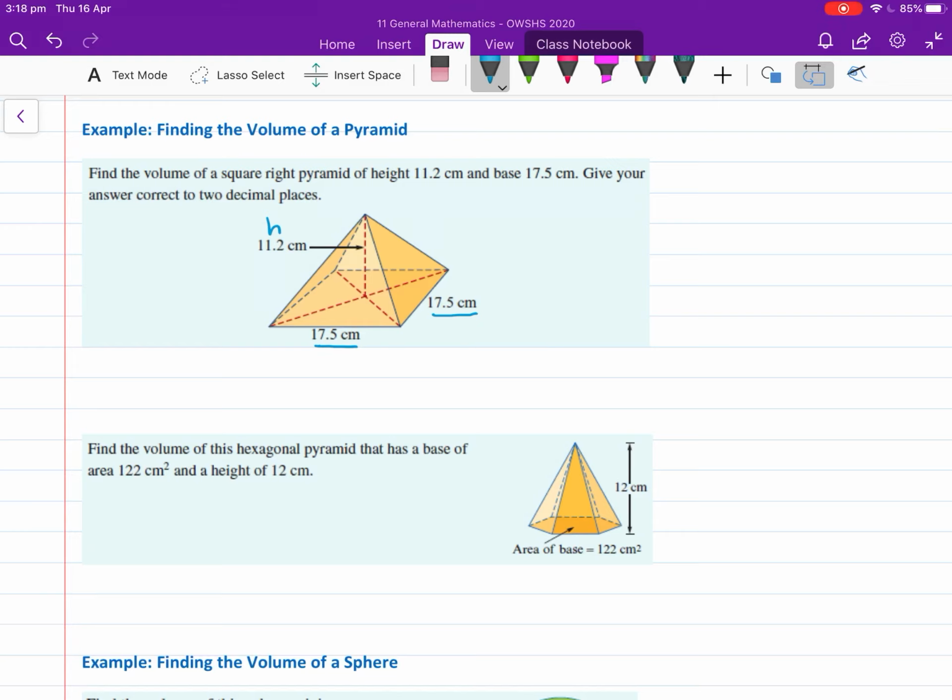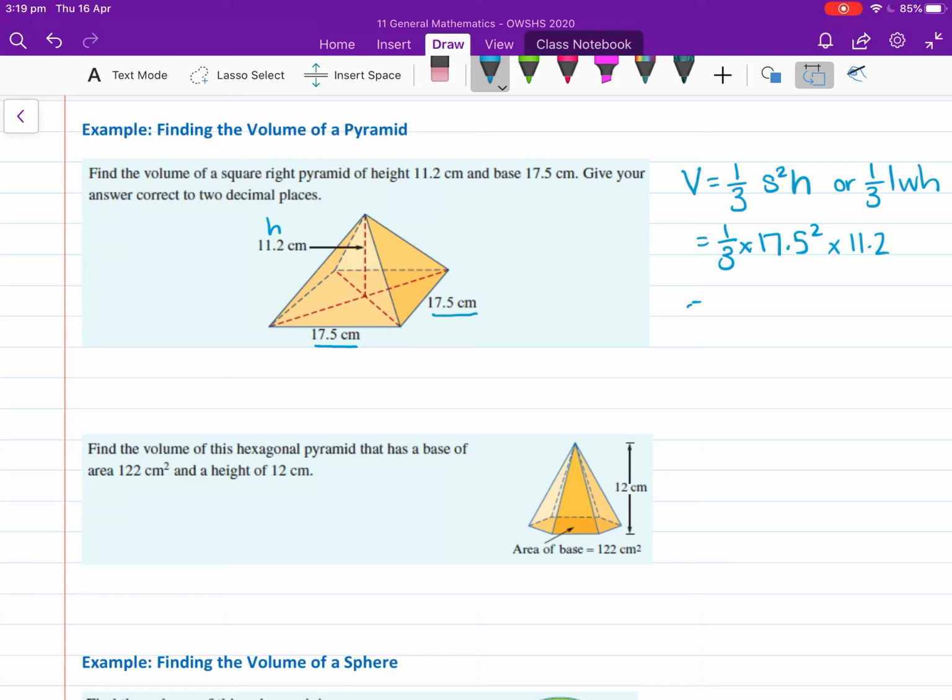Now, with our rule, we can write our rule first. So volume equals, it's always 1/3, and then we've got our area of the base. So you can write length times width times height if you'd like. Alternatively, you might prefer to go side squared because the base is a square, times the height. It's up to you which one you feel more comfortable with in this situation. They'll both give you the same answer. So I'll use the first one, 1/3 times, now our side is 17.5 squared because it would be 17.5 times 17.5 times, and our height is 11.2.